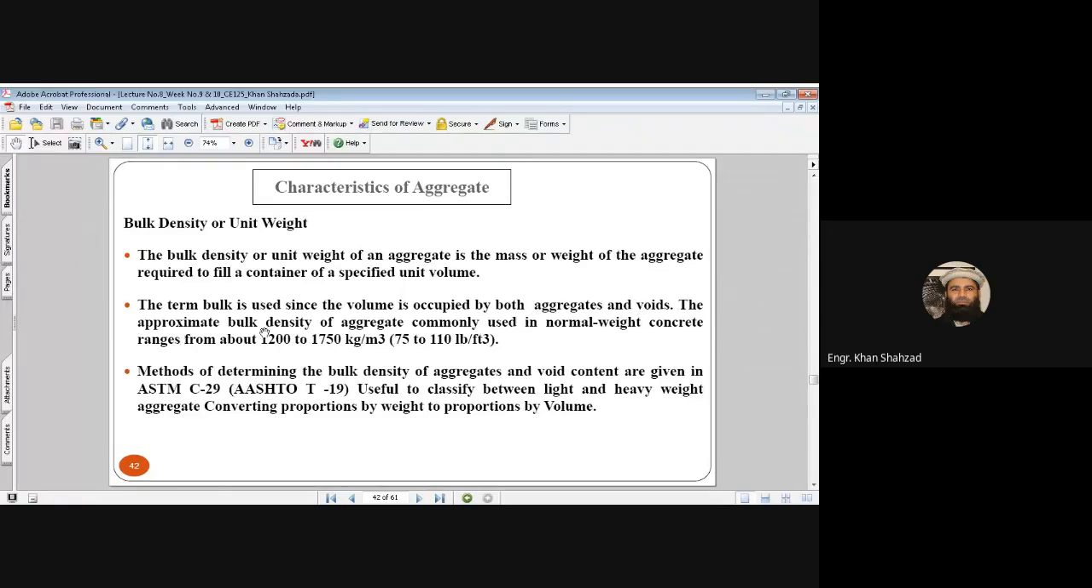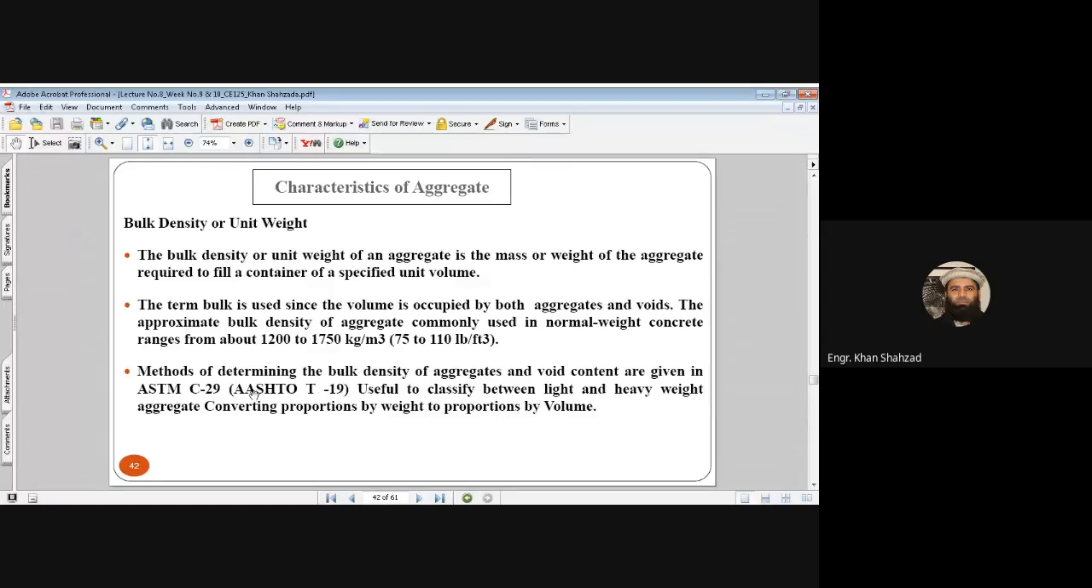The approximate bulk density of aggregates commonly used in normal weight concrete ranges from about 1200 to 1750 kilogram per cubic meter or 75 to 110 pounds per cubic feet. Methods of determining the bulk density of aggregates and void content are given in ASTM C29 or AASHTO T19, useful to classify between light and heavyweight aggregates, converting proportions by weight to proportions by volume.